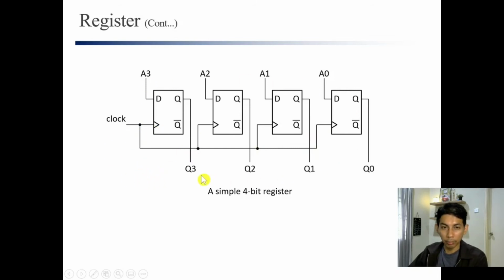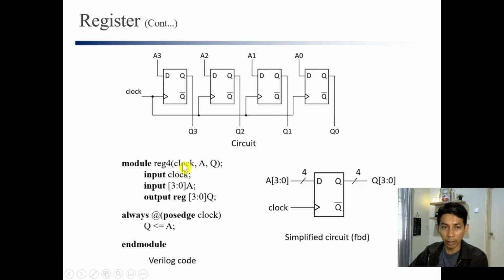But now how to describe this, how to create this using Verilog. So this is how. Let's, for example, name this circuit reg4, register 4-bit, with clock, A and Q. So you have A and you have Q here. Input clock is 1-bit, but A now is 4-bit, [3:0], and Q also is 4-bit, [3:0]. And again, Q must be declared as reg because here we will use an always block and we assign the value to Q, and this Q must be reg.